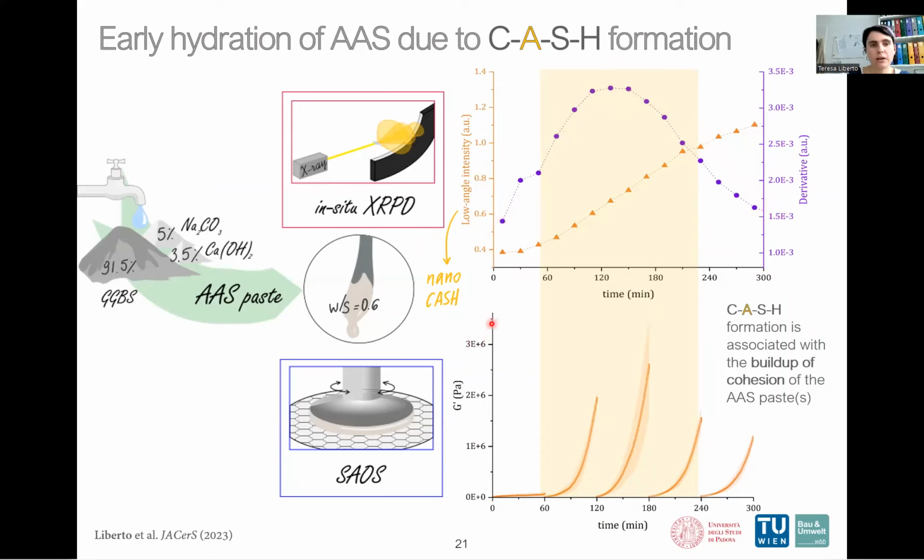In rheology, we have our time structuration of these several samples which are externally aged and remixed before loading on the rheometer. And we can see the G prime as a function of time. The first hour shows very little reactivity. Then we speed up after 1 hour, we reach our maximum after 2 hours, and we go down. So the trend is really similar to the derivative. So we can conclude that the CASH formation is associated with the buildup of cohesion of the AAS paste.